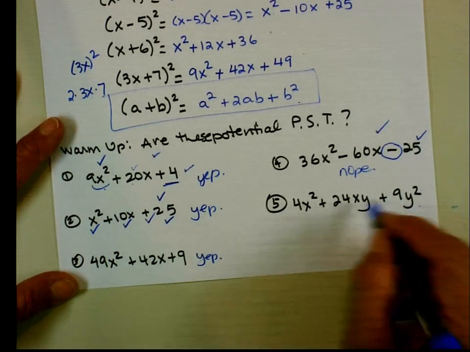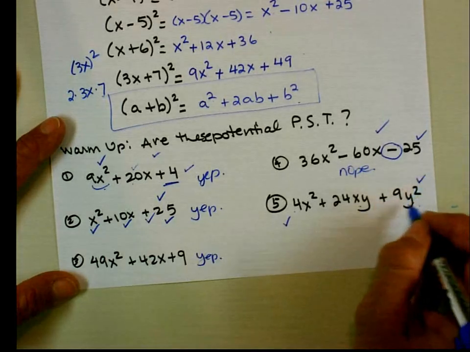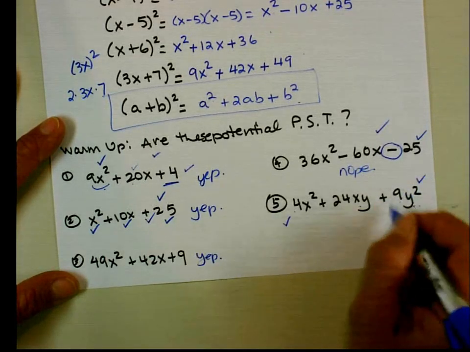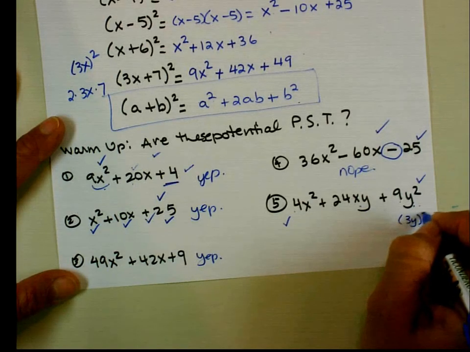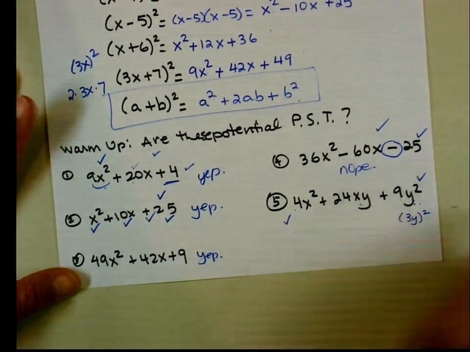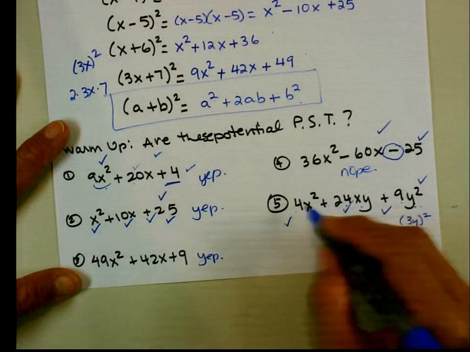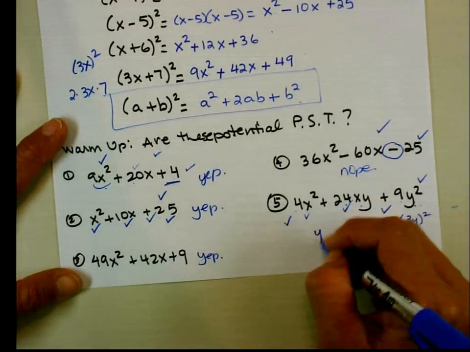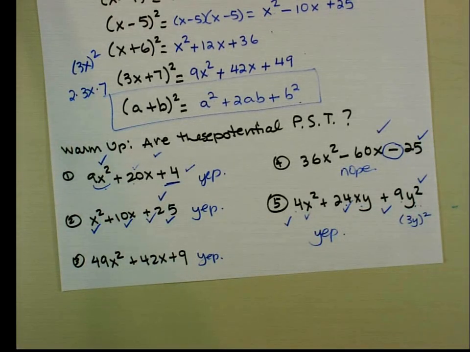Let's see, number 5, trinomial, check. Perfect square, check. 9 is a perfect square and y is a perfect square. They're together, so that would be 3y squared. So that's right, that's what that would be. So check. Positive, check. Even, check. Perfect square, check. Yep. Okay, so 4 yeses and a no as far as potential.